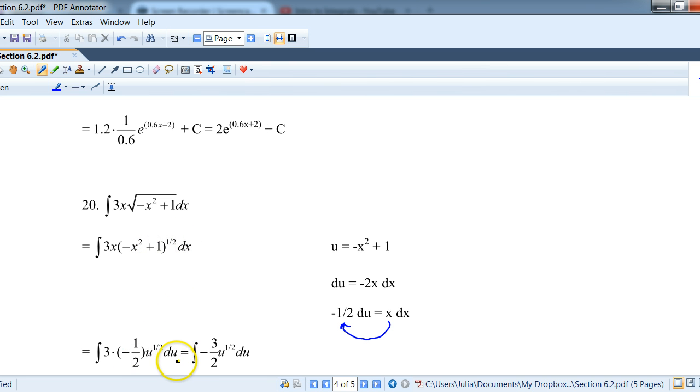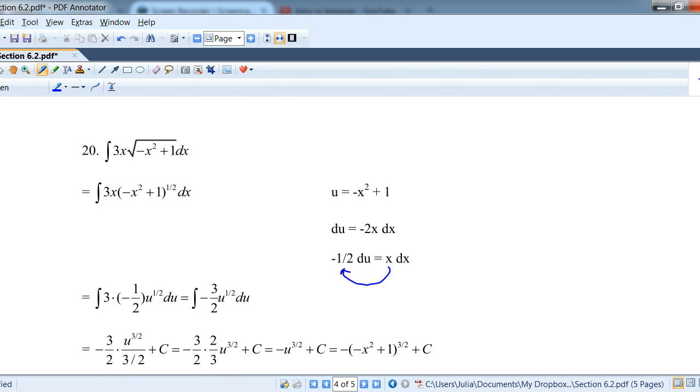Or you could have kept it at the end. It's really the same thing. And 3 times negative half is negative 3 over 2, u to the 1/2 power du. And then we integrate. So it becomes negative 3/2 stays times. If you add 1 to the 1/2, you'll get 3 over 2, and we divide by it. So notice we can also flip it to multiply, and we cancel pretty much the 3/2 with 2/3, so you will just get the negative u to the 3/2 power. And then we substitute back to get the final answer.